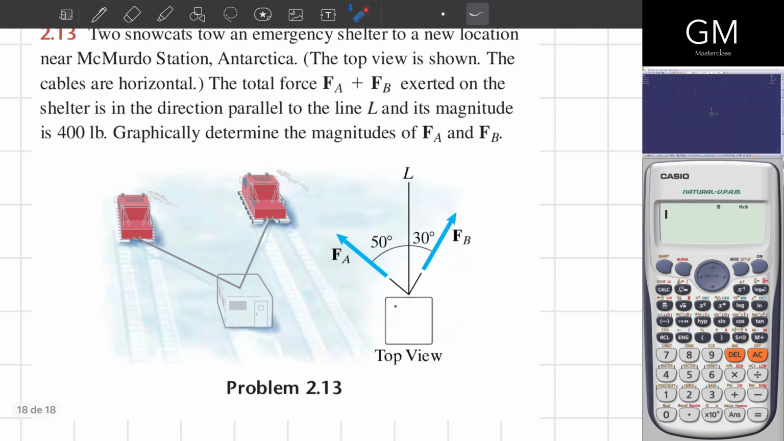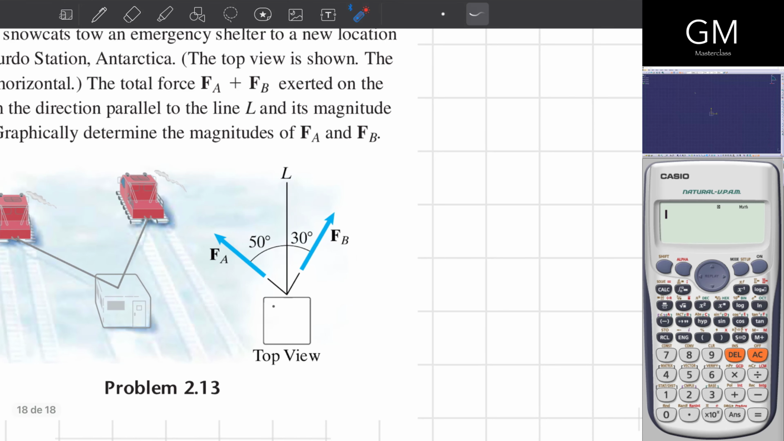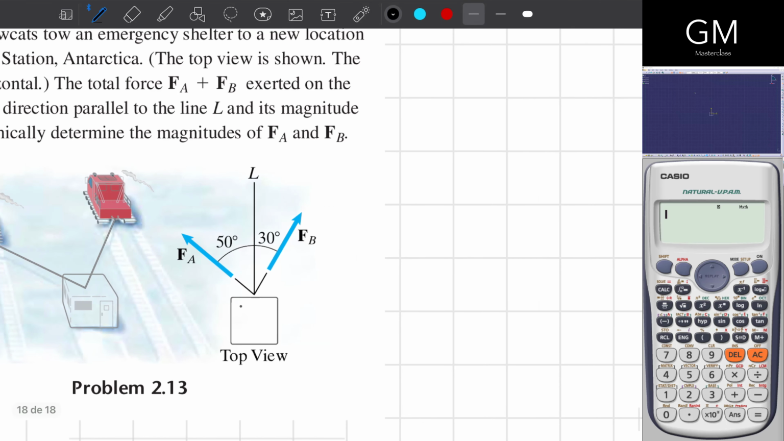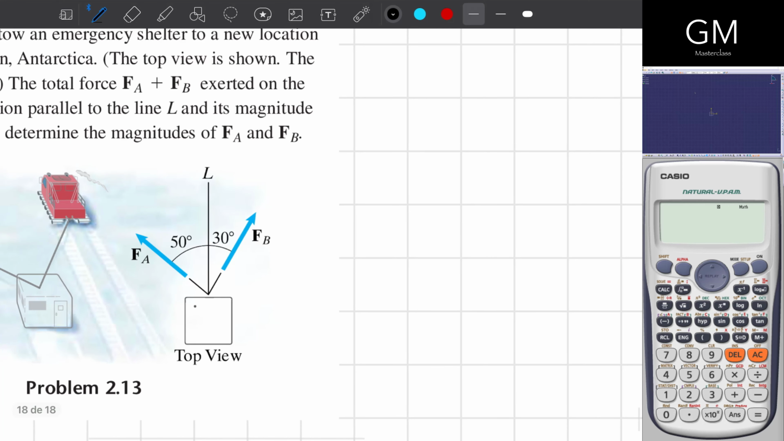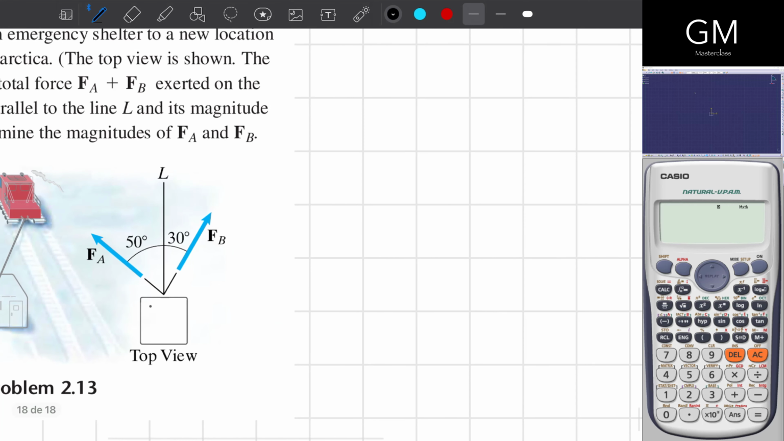Alright, so this is the information that I need. The total force exerted is equal to 400 pounds and is parallel to the line L. Alright, so there is one important thing that is happening here, and I want to teach what's happening by using, for example, these three vectors.